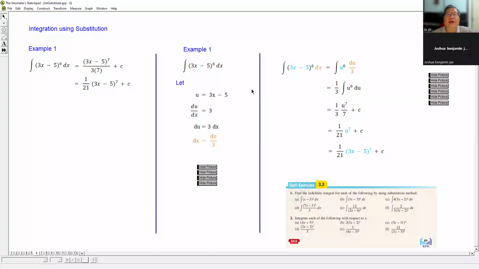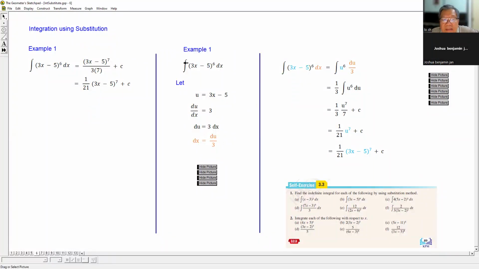Okay, first step. Then the second step is you differentiate u with respect to x. Differentiate u with respect to x. So du over dx, you still remember how to differentiate? Yes or no? Yes. So differentiate 3x become 3. Then we separate the du and dx. So the dx you bring over to the other side. So du equals to 3 dx. 3 dx, bring over to the other side.